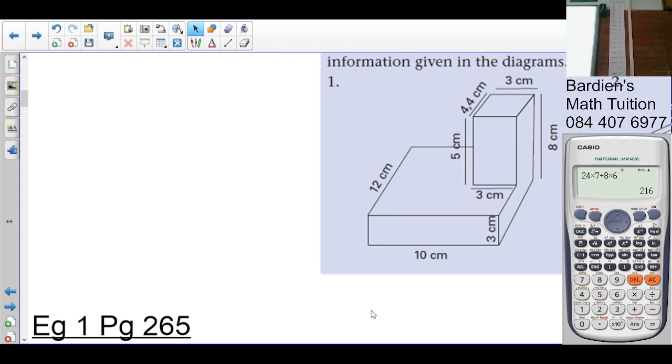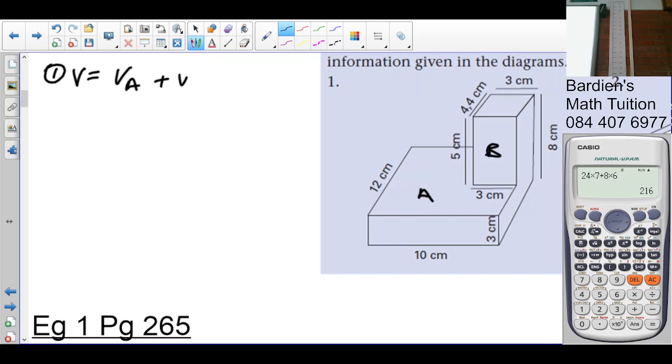So the volume is going to be fairly simple. We've got this shape here. Let's call this shape A. The volume of a rectangular prism plus the volume of shape B, which is another rectangular prism. Can you see that? So what we do is we divide this into basic shapes. So how do you calculate the volume? Let's call this the volume of A plus the volume of B.